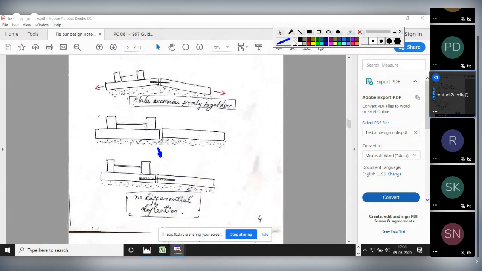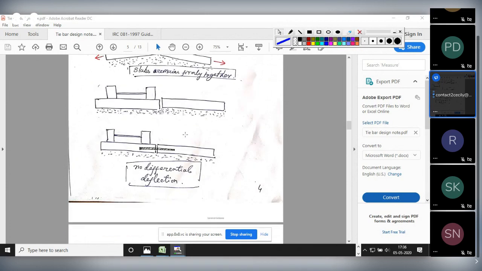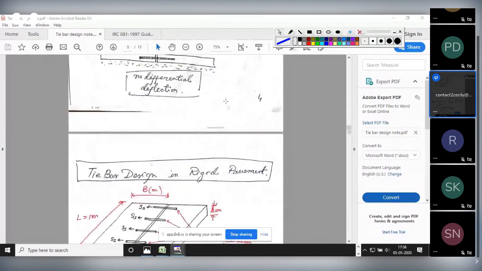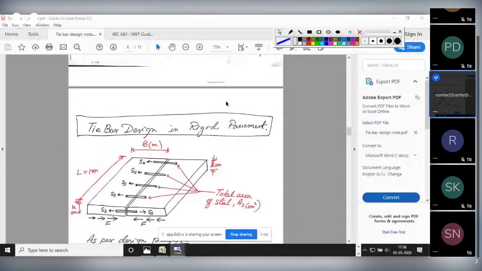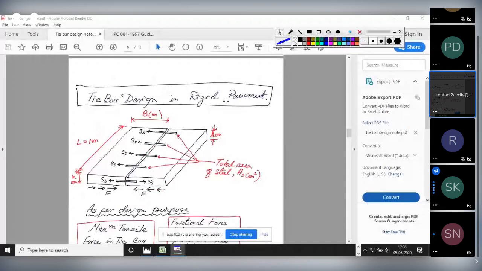So in order to keep them in the same position, we use tie bar. We use tie bar for preventing this differential deflection and to keep the two slabs firmly together. These are the two main functions of the tie bar: no differential deflection, and keeping the slabs firmly together. Clear till now? Yes, ma'am.